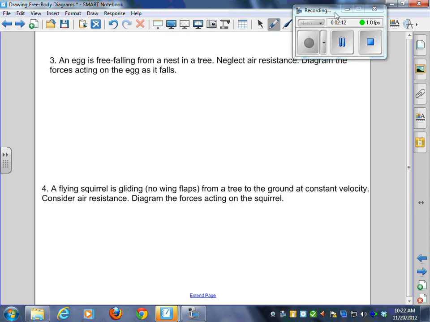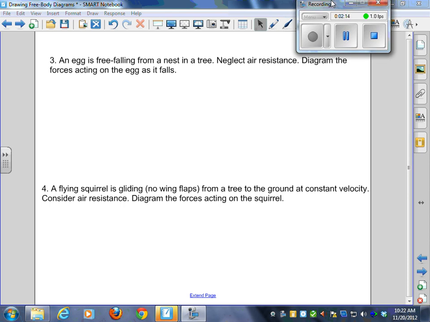An egg is free falling from a nest in a tree. Neglect air resistance. Diagram the forces acting on the egg as it falls. Neglect air resistance. There is no air resistance. There is a weight force, and that is all. That's all there is, right?